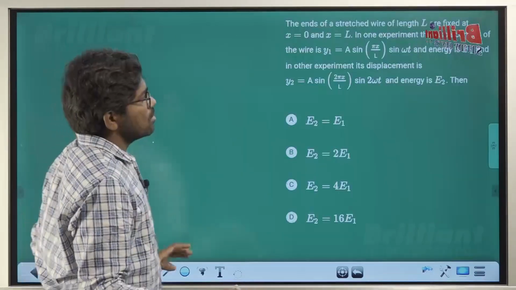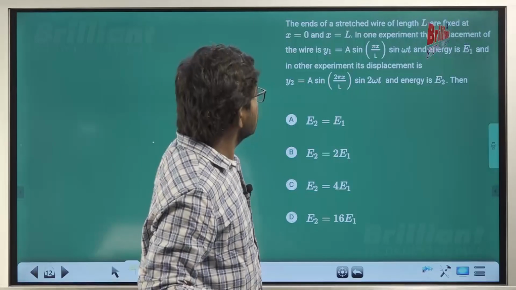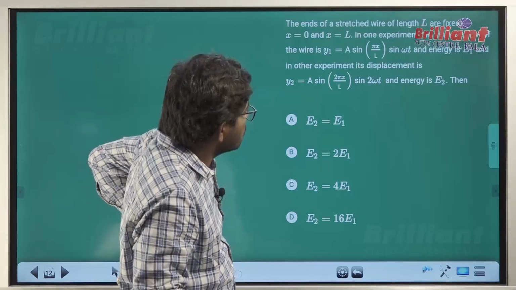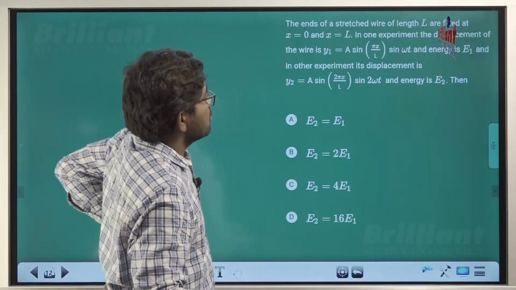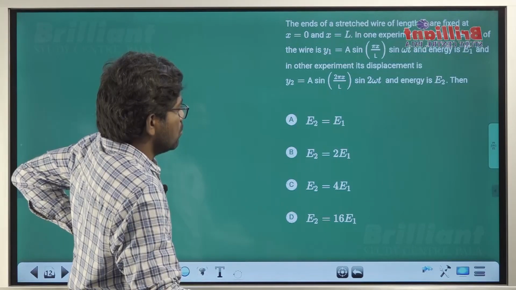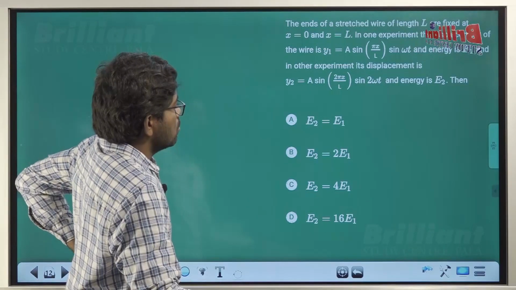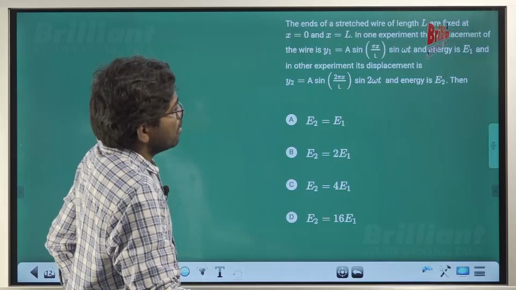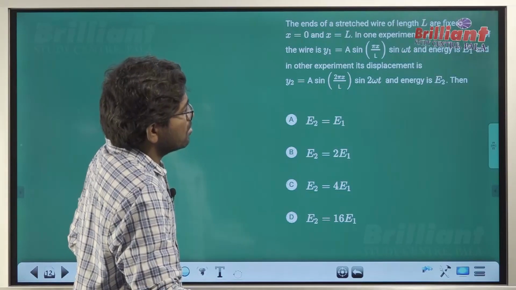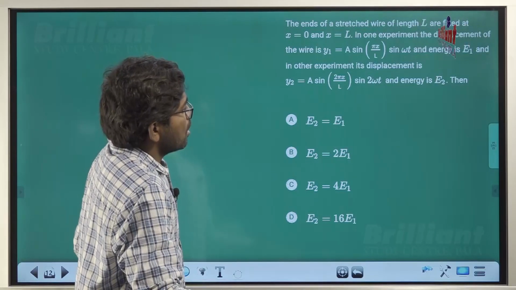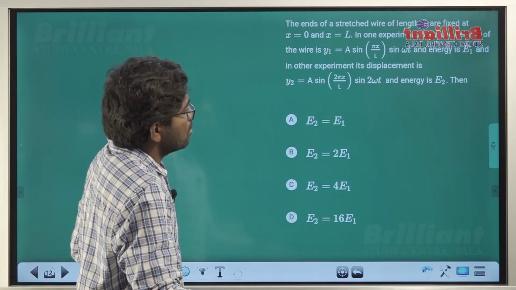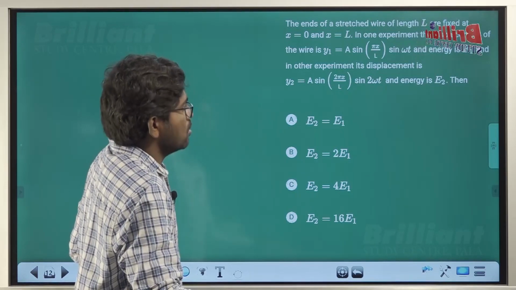A stretched wire of length L is fixed at x equals 0 and x equals L. In one experiment, the displacement of the wire is like this and energy is E1. And in another experiment, its displacement is this and energy is E2. Okay, you are doing some interference of waves. Standing waves are formed here. Their energies are there. Sine of pi x by L and sin omega t is there. Here sin of 2 pi x by L, sin 2 omega t is there.